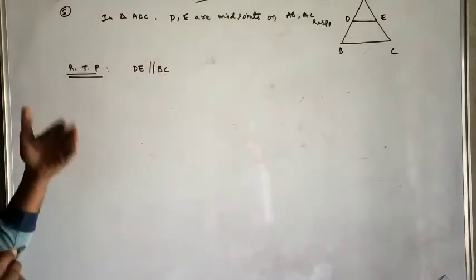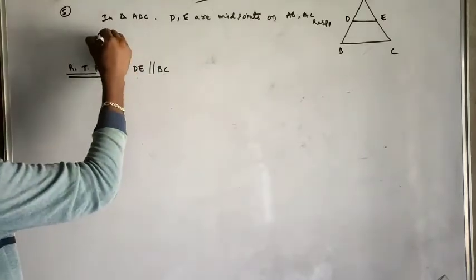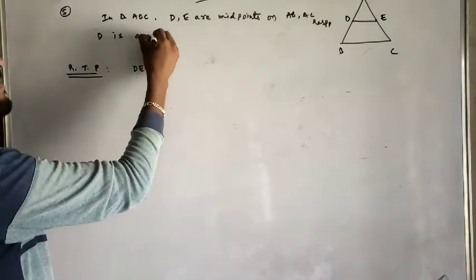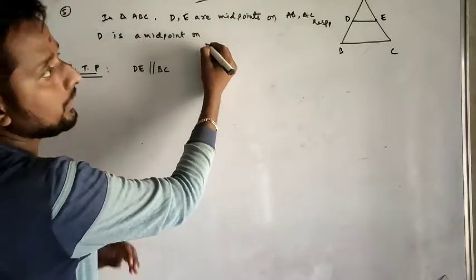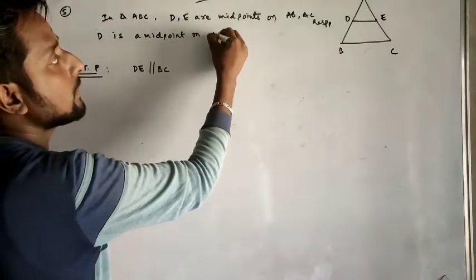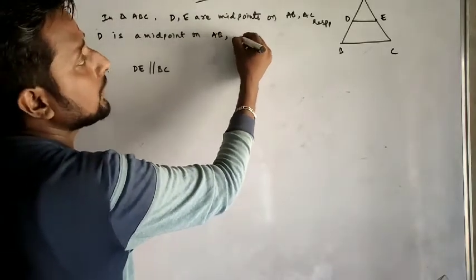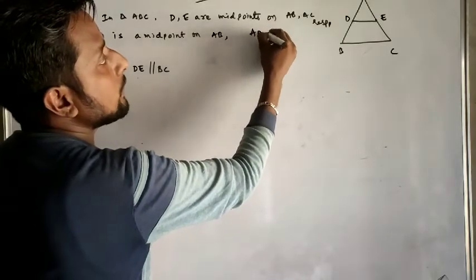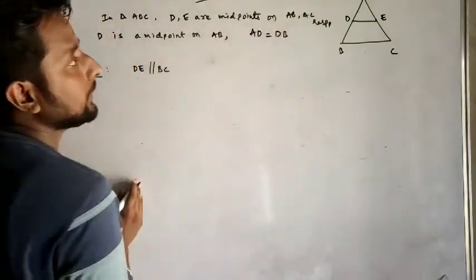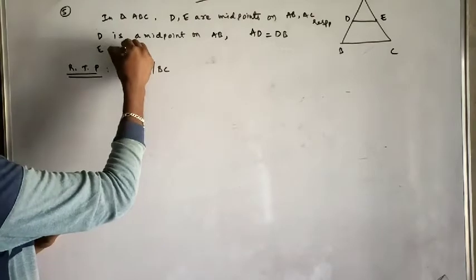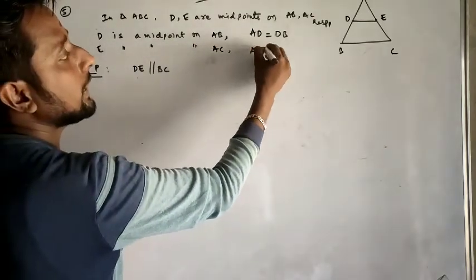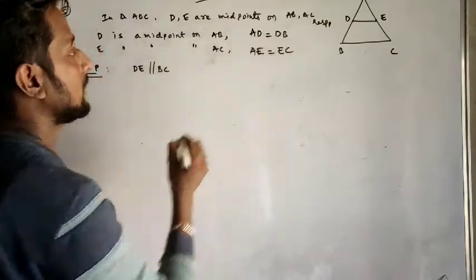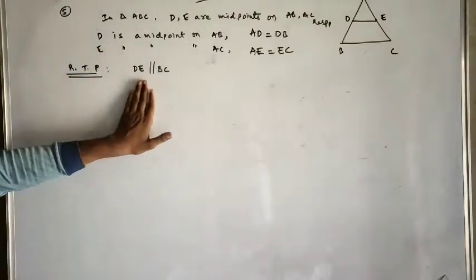Before that, first, D is a midpoint on AB. So we'll write AD is equal to DB. Next, E is also a midpoint on AC. Then we'll write AE is equal to EC. And this is the thing we have to show.